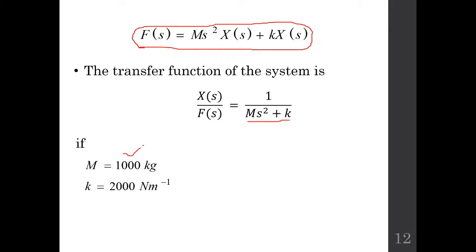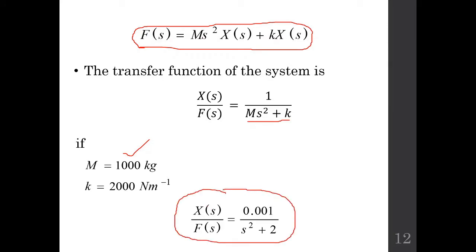If we assume that m equals 1000 kg and k equals 2000 newtons per meter, then just by putting these two values into this equation, we'll come up with this final form of the transfer function along with the values.